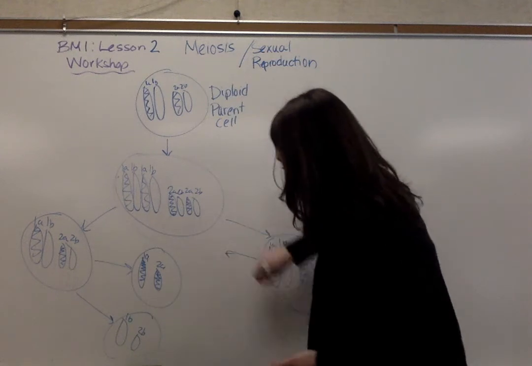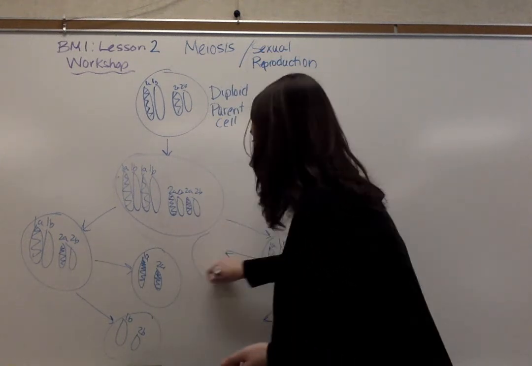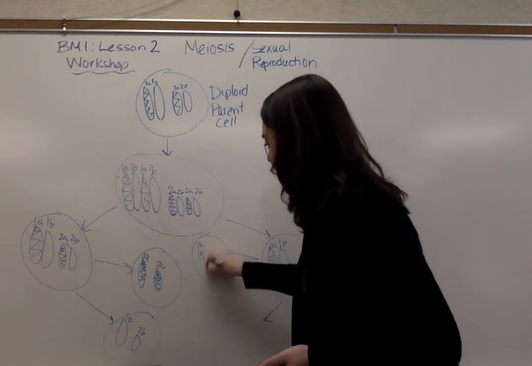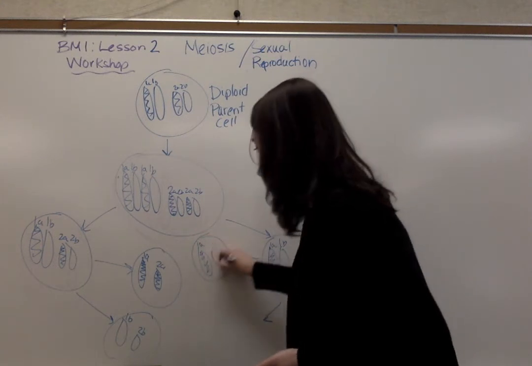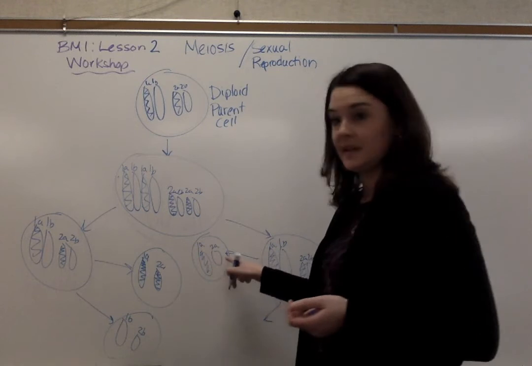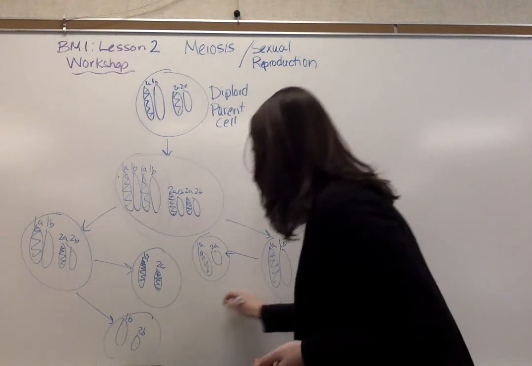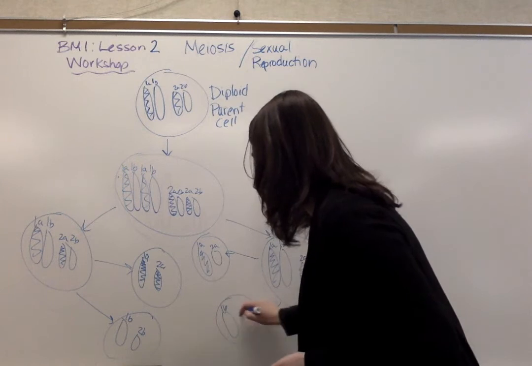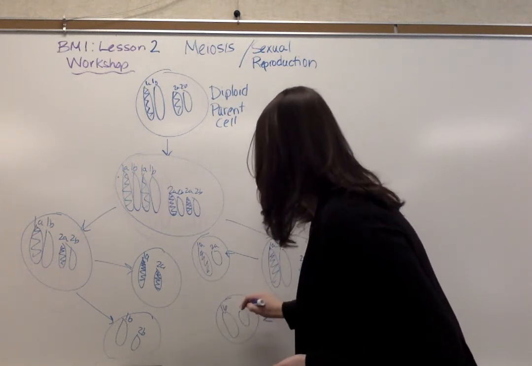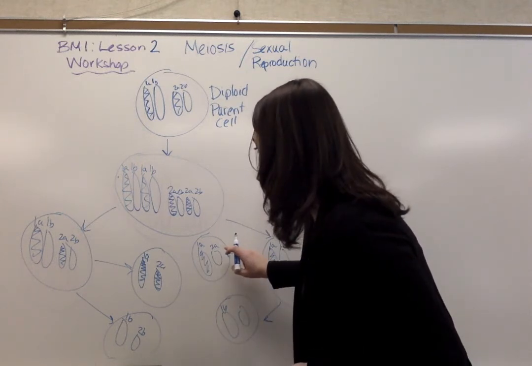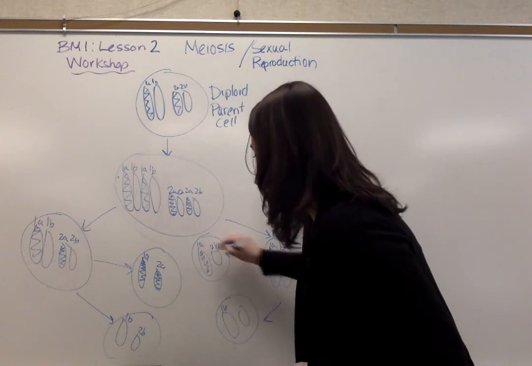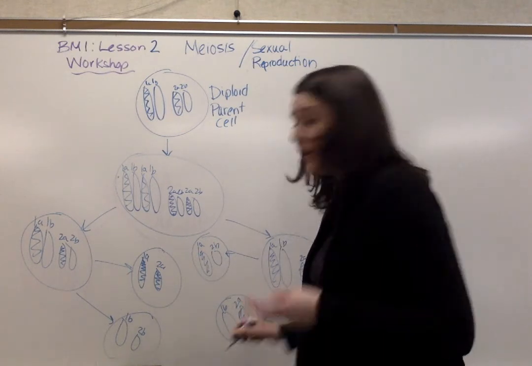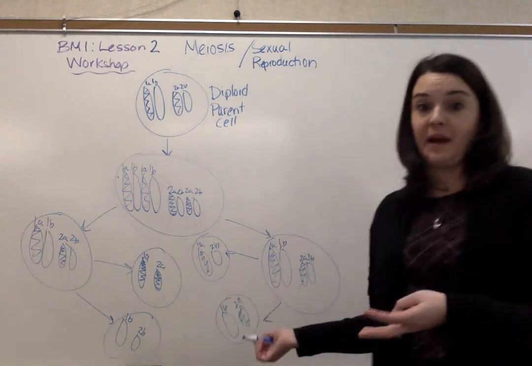Now let's think of some other ways we could combine these. We could have chromosome 1A with chromosome 2B. That's a different combination. And we could also have chromosome 1B with 2A. So there's basically 4 different ways you could combine these.